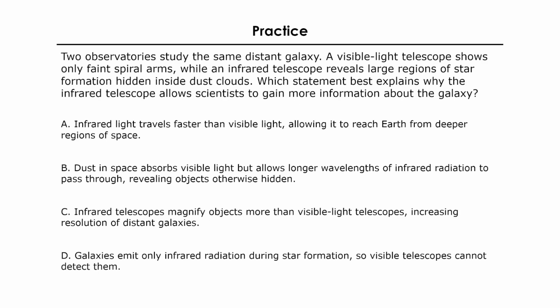Let's try this question. Two observatories study the same distant galaxy. A visible light telescope shows only faint spiral arms, while an infrared telescope reveals large regions of star formations hidden inside dust clouds. Which statement best explains why the infrared telescope allows scientists to gain more information about the galaxy? All right, read the choices and see what you got.